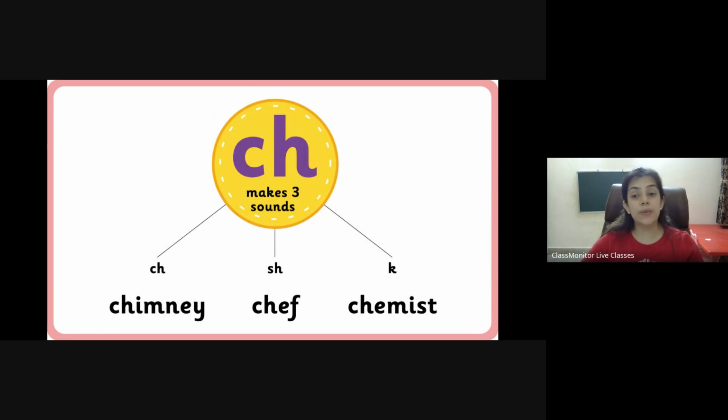Now what happens when C and H come together? When C and H come together, the sound is ch. Yes, the sound is ch. But at times you will see CH giving you two different sounds also. The first is sh, and at some places it gives you the sound k. Now, why does CH make these three sounds?